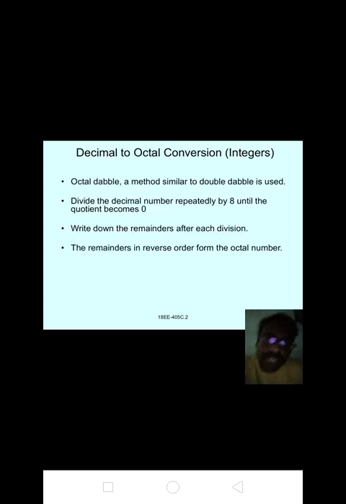First conversion: decimal to octal conversion. The method is octal double-dabble, similar to the double dabble which is already learned in our previous class. Divide the decimal number repeatedly by 8 until the quotient becomes 0.